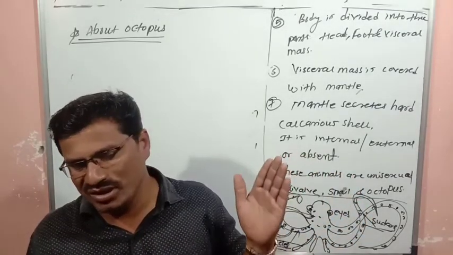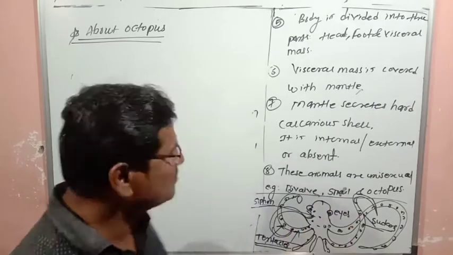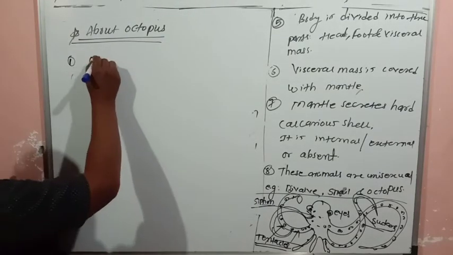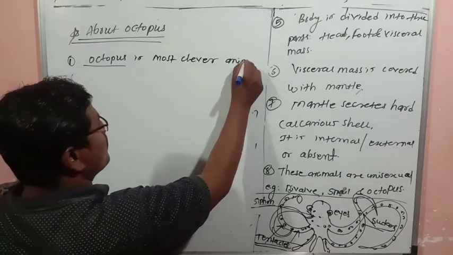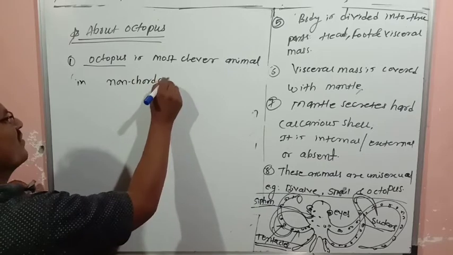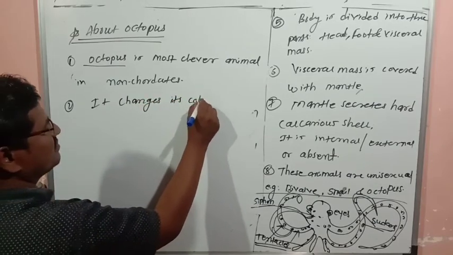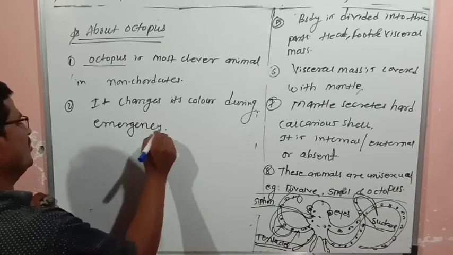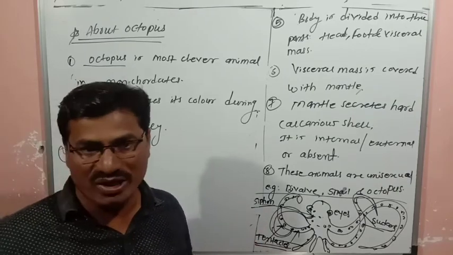The next one is locomotion. Three types of locomotion it is showing: swimming, creeping, and walking. So first thing, octopus is the most clever animal in non-chordates. Second thing, it changes its color during emergency. It gives out ink, so it makes the water dirty, so their predators cannot catch them.